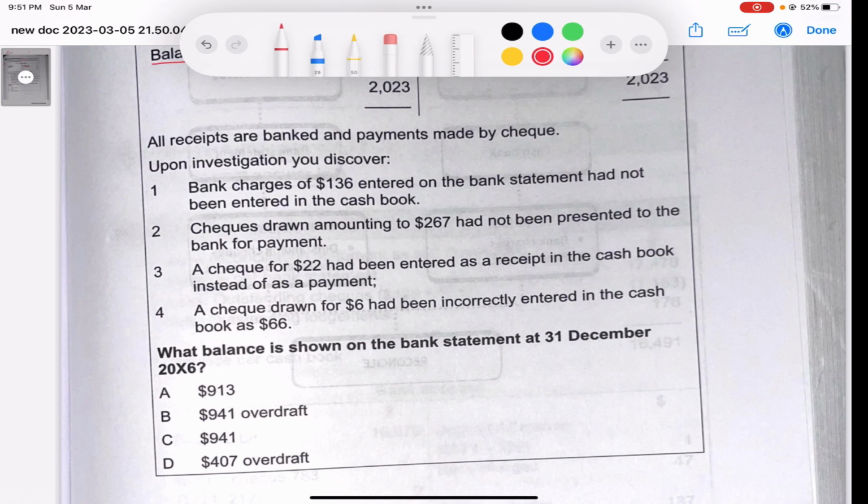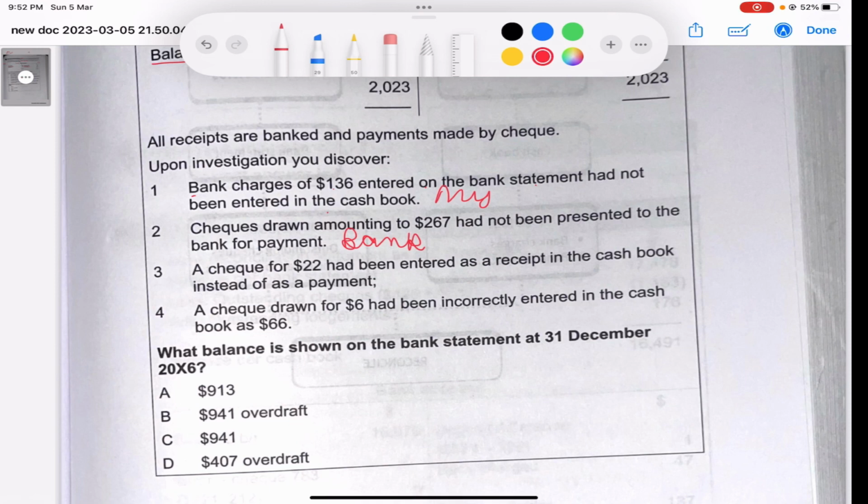Now we have to basically identify what is my mistake and what is the bank's mistake. Bank charges of 136 entered on the bank statement had not been entered in the cash book. Whose mistake is this? My mistake. Checks drawn amounting to 267 had not been presented to the bank for payment. Okay, so we have drawn and given it to someone, so we have subtracted it from my cash book, but they haven't presented it to the bank, which means it is an unpresented check. Whose fault is this? Bank's fault or that person's fault.